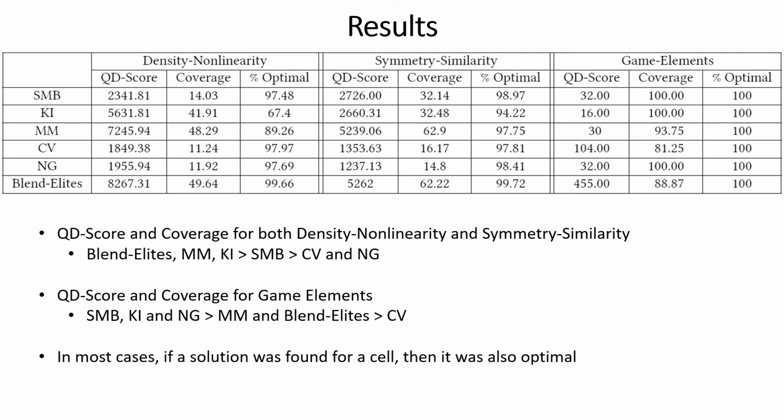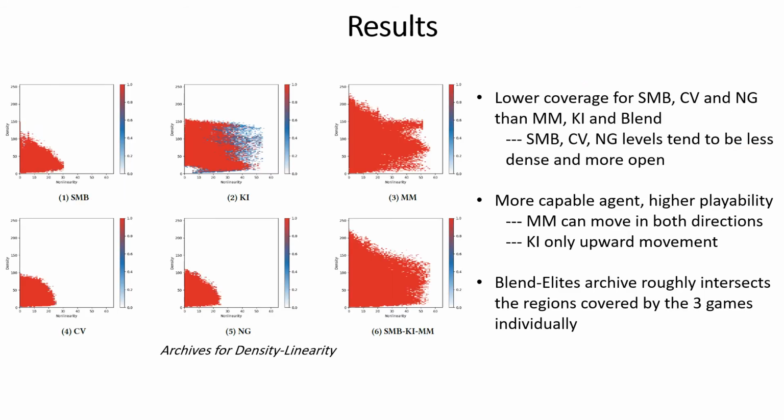And this tells us that for the most part, MapLeads is able to find playable levels for all of the domains. But like we mentioned in the previous section, in addition to playability, we also wanted to compare the behavior spaces for each domain. And for that, we examined what the archives actually look like. So here we have the archives for the density nonlinearity BC. And we can see that MapLeads covers a smaller region in the left corner for Mario, Castlevania, and Ninja Gaiden compared to the much larger coverage for Kid Icarus and especially Mega Man and Blend Elites.